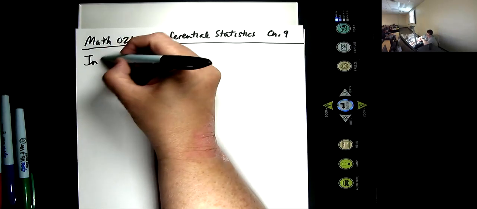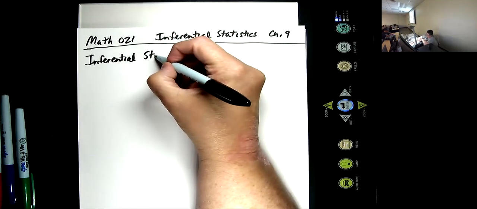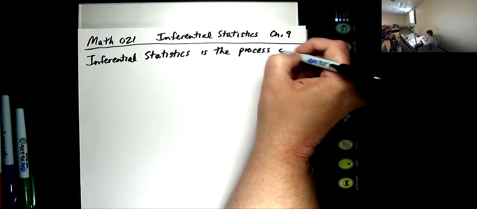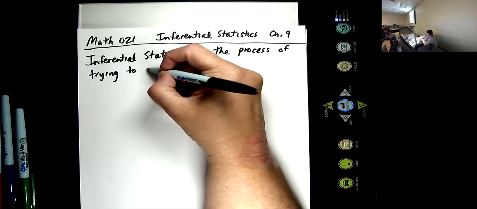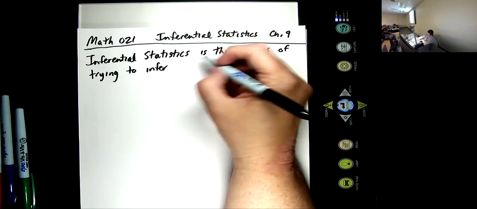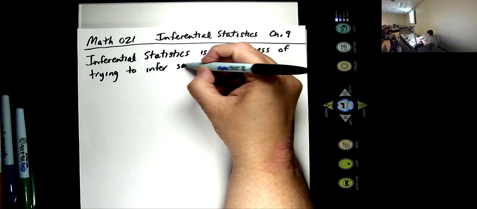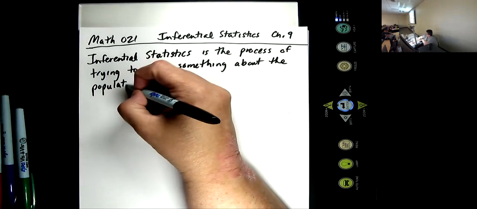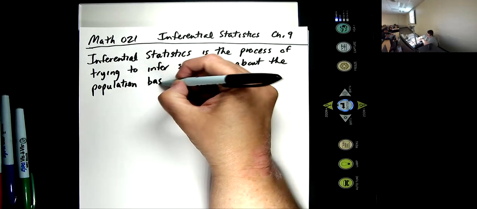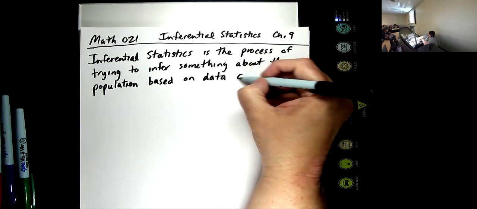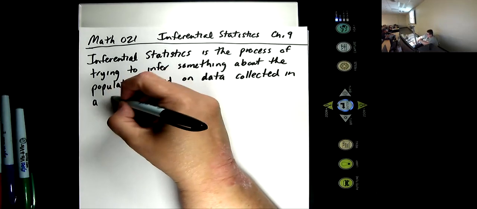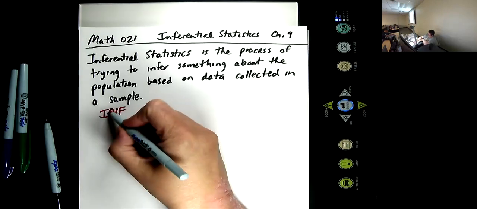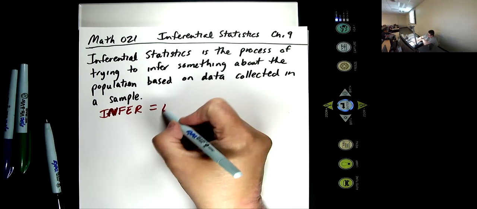So inferential statistics is the process of trying to infer something about the population based on data collected in a sample. Infer, if you need a working definition for this, means make an assumption.